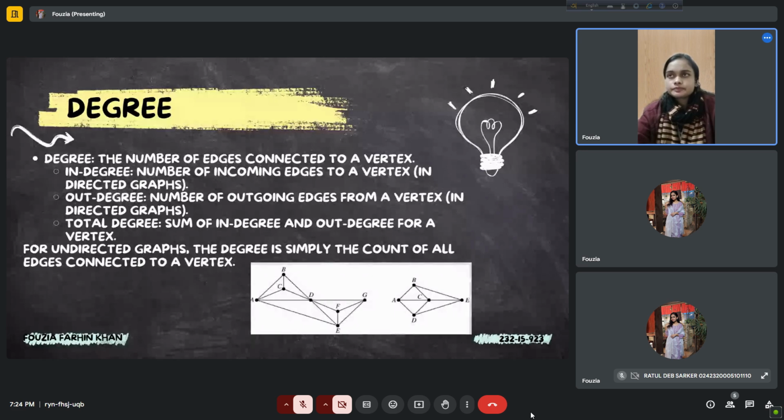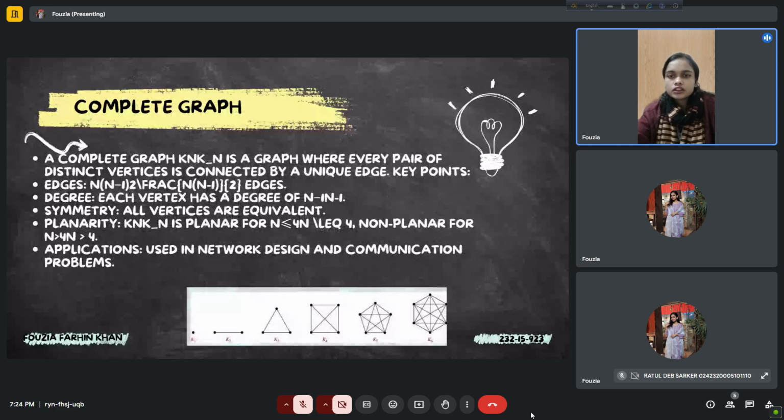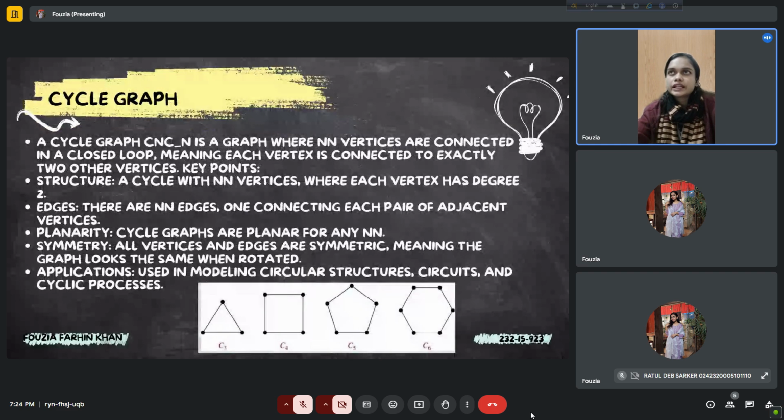Types of graphs. There are several types of simple graphs, which can be complete graphs, cycles, wheels, n-cubes, bipartite graphs, and new graphs from old. Let's move on to the complete graph. In a complete graph, every pair of vertices is connected. The total number of edges is n(n-1)/2, and each vertex has a degree of n minus 1. Complete graphs are non-planar for n greater than 4.